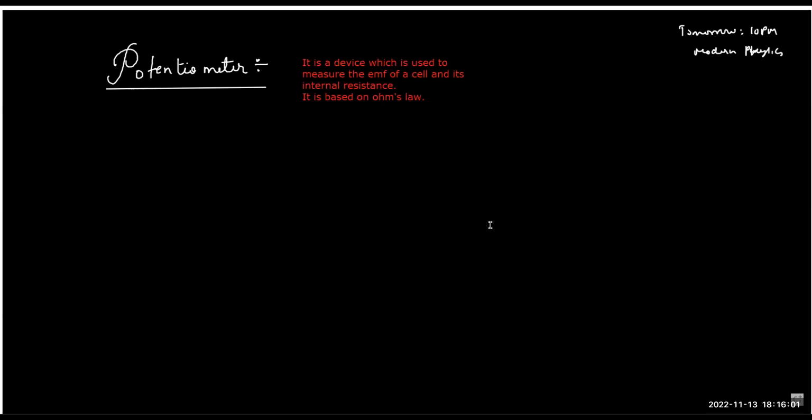So how does this device actually work? So what is the working? I mean, what is the construction of the device, and how do we actually use it to find the EMF of a cell as well as its internal resistance? So every potentiometer will have two circuits basically.